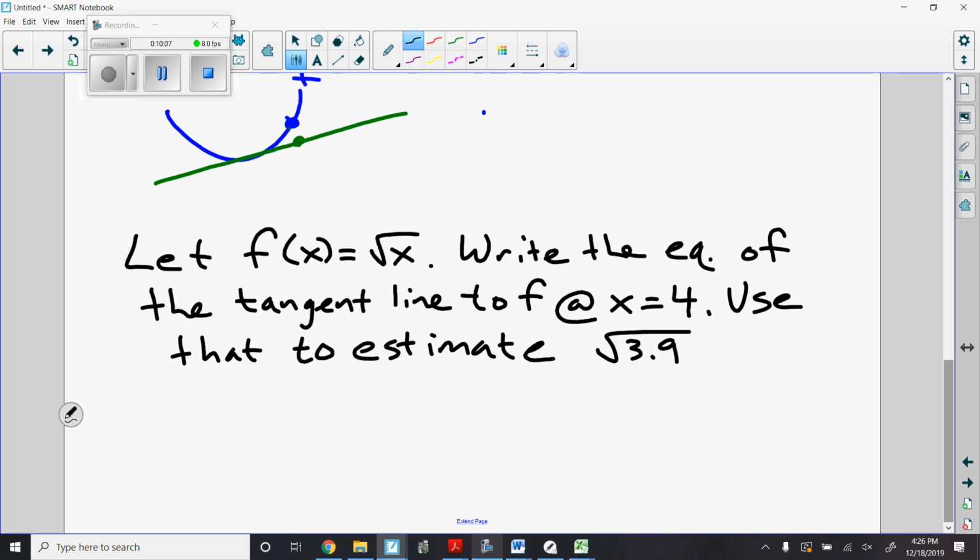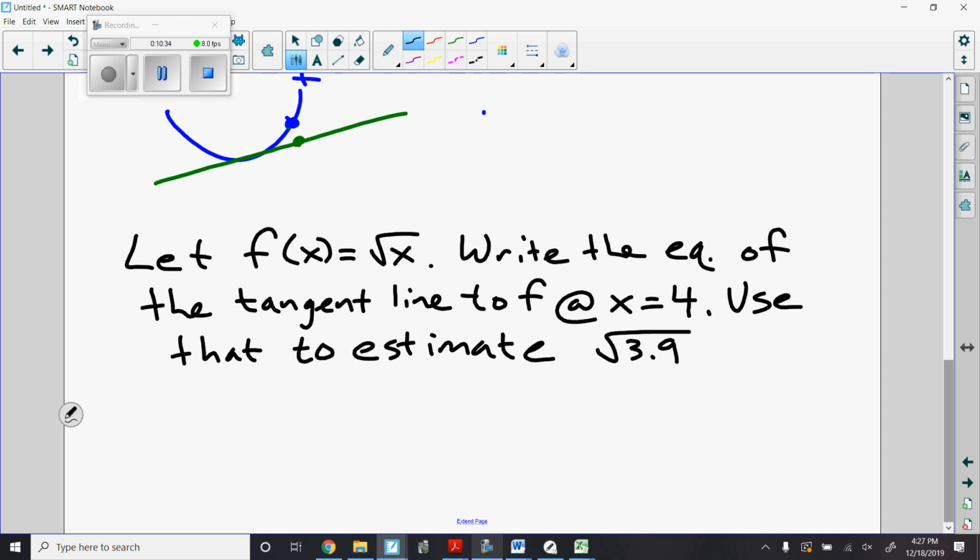Now, with a calculator, you could type in the square root of 3.9 and figure out what that is. But how could you get an estimate for it using a tangent line approximation? I want to do this just to see how close we get. So the first thing we want to do here is write a tangent line to f at x equals 4.